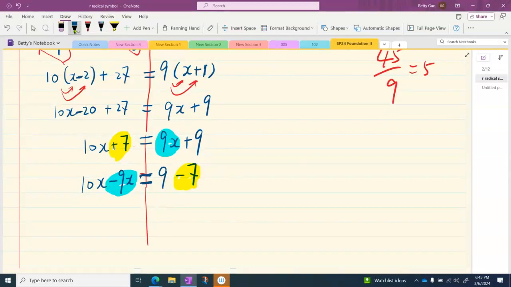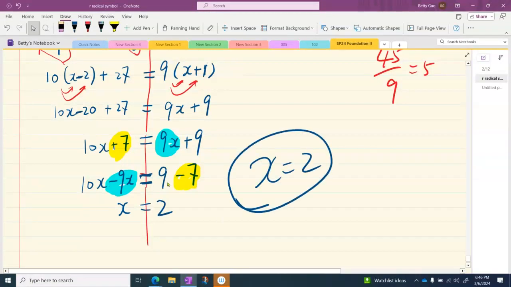And then we're going to combine like terms. We can only combine like terms when the like terms are on the same side of the equation. If they are on different sides, we can't combine them. So 10x minus 9x is 1x. On the right-hand side, 9 minus 7 is 2. There we go, x equals 2.